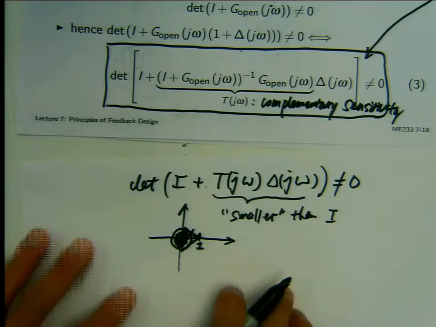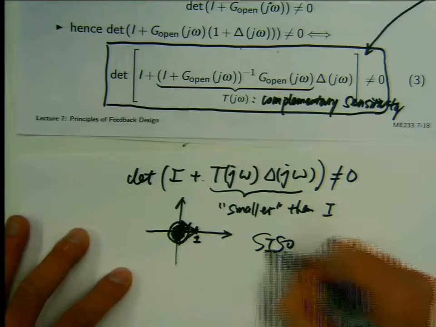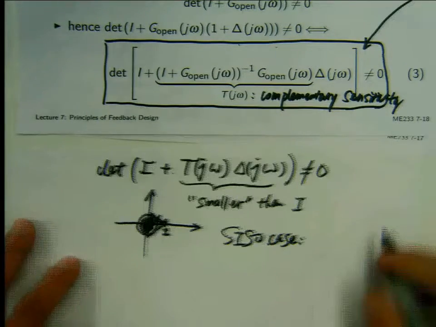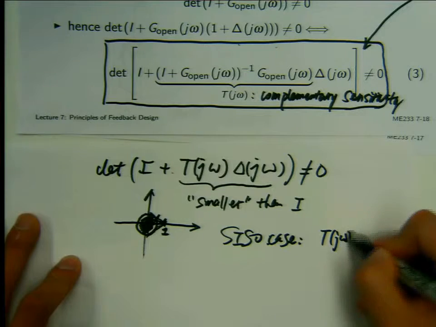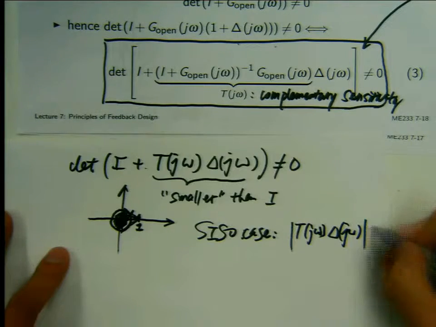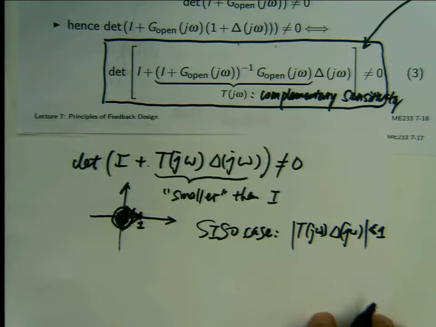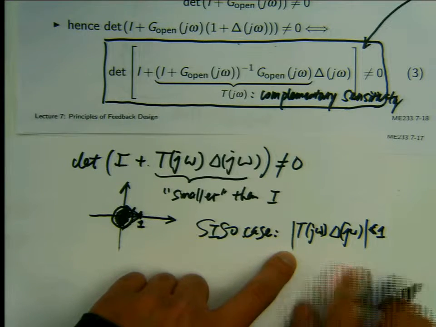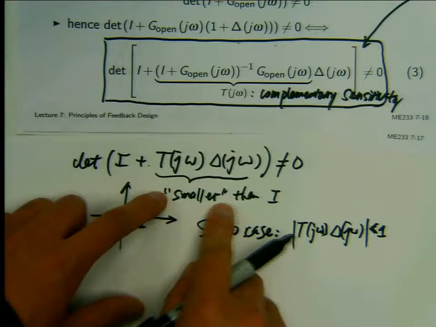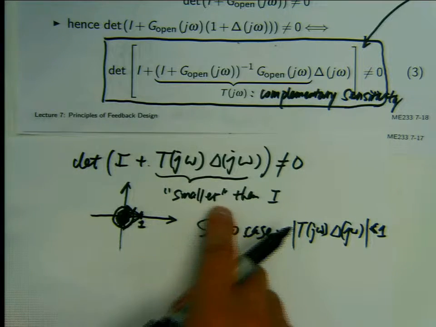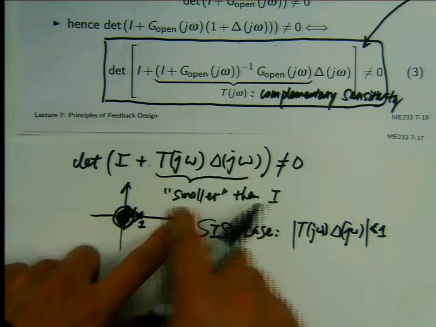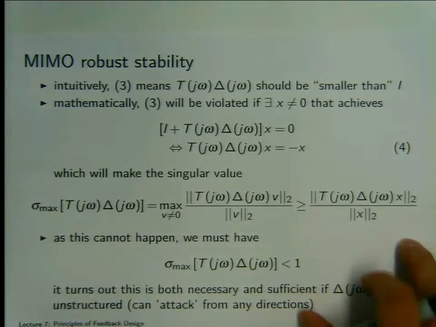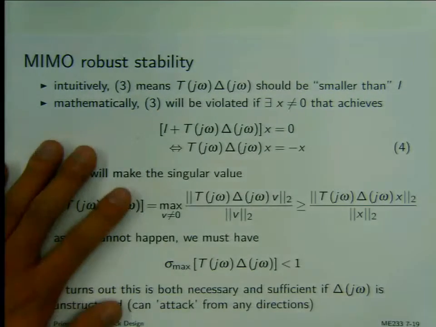That's the intuition. Recall the single input, single output case, SISO case. We have T(jω) Δ(jω) smaller than 1. All right? I have reviewed that. So for the SISO case, it means this guy is smaller than 1 in the absolute value. In the multiple input, multiple output case, the intuition is the same. But we have to be very careful about what smaller than means here. That's exactly where the singular value result will occur.